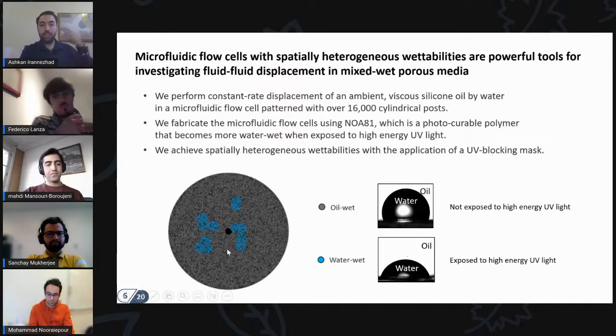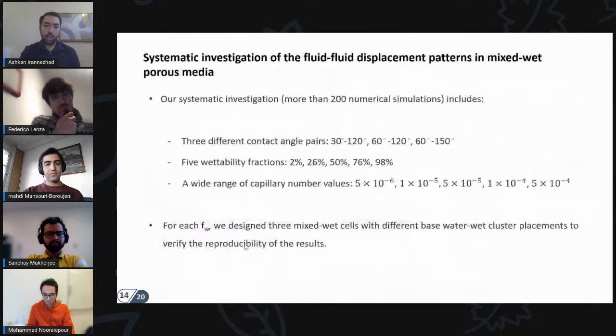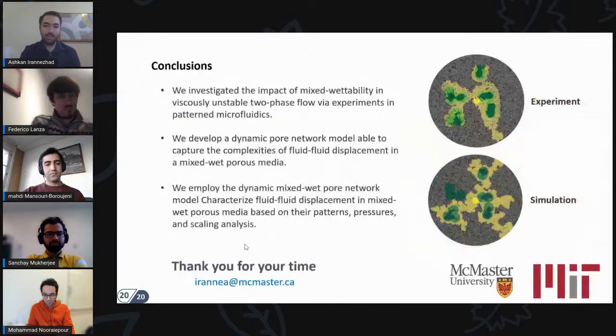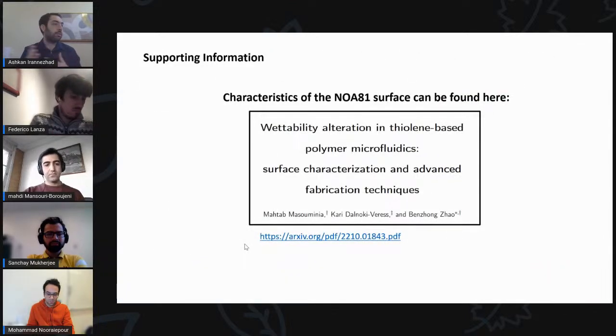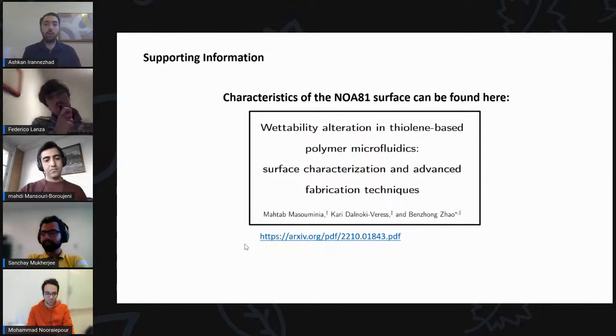So the areas that receive the UV light became water wet, and the regions that are blocked remain oil wet. Again, more details about different techniques to create 2D or 3D microfluidics with special wettability conditions are given in this paper. And I highly recommend, if you're interested in these techniques, taking a look at this paper. There's very good stuff there.